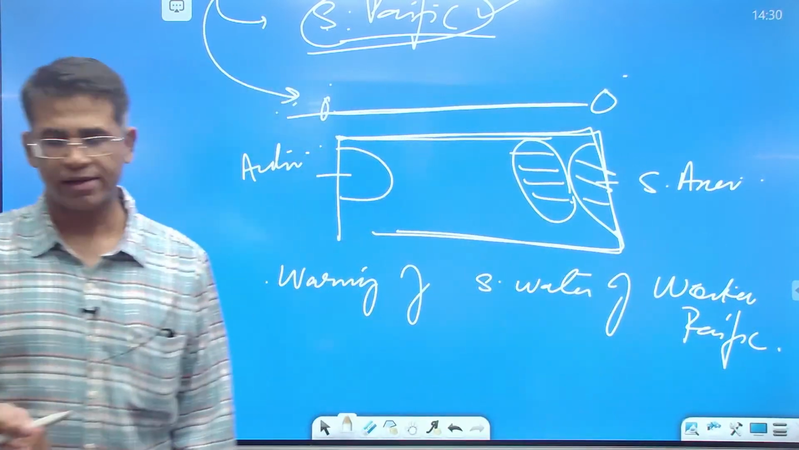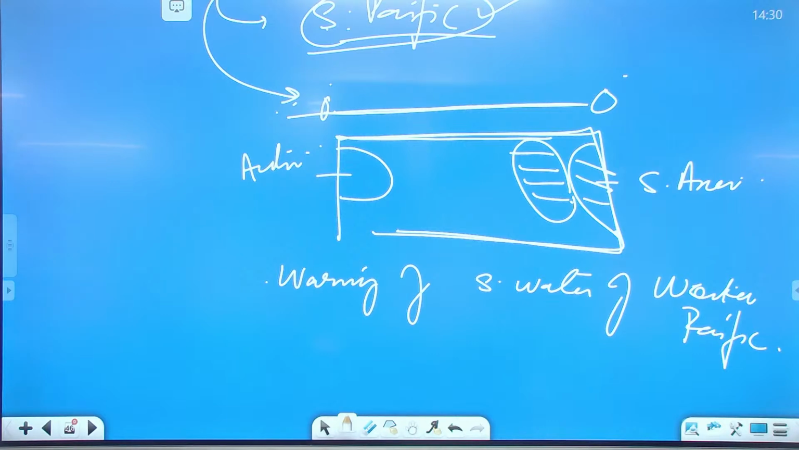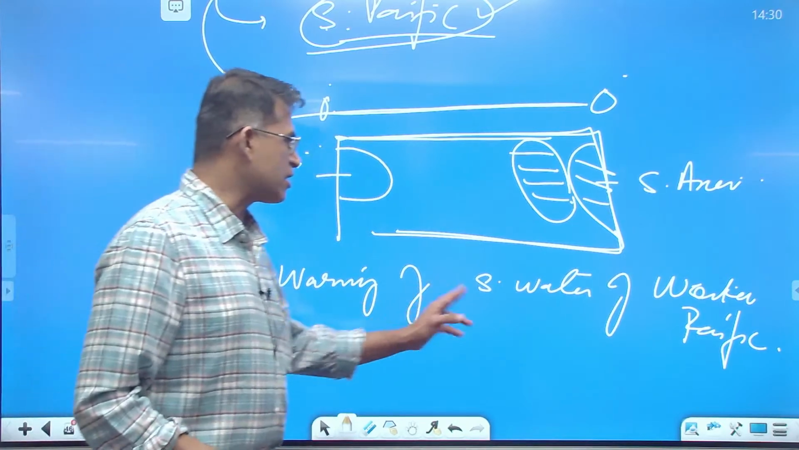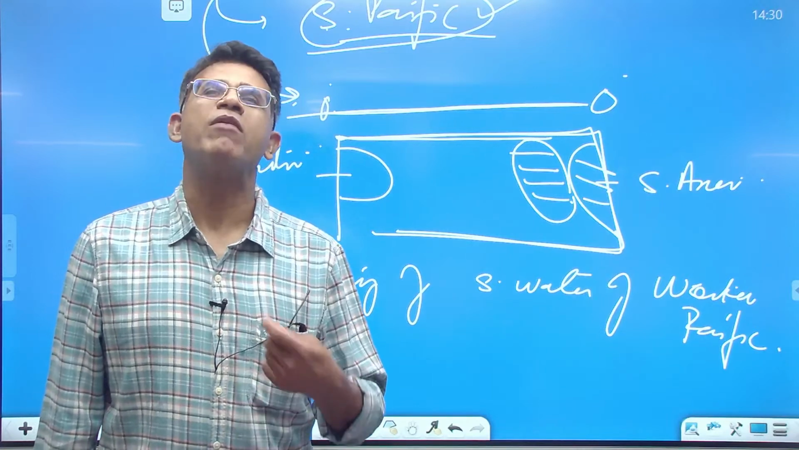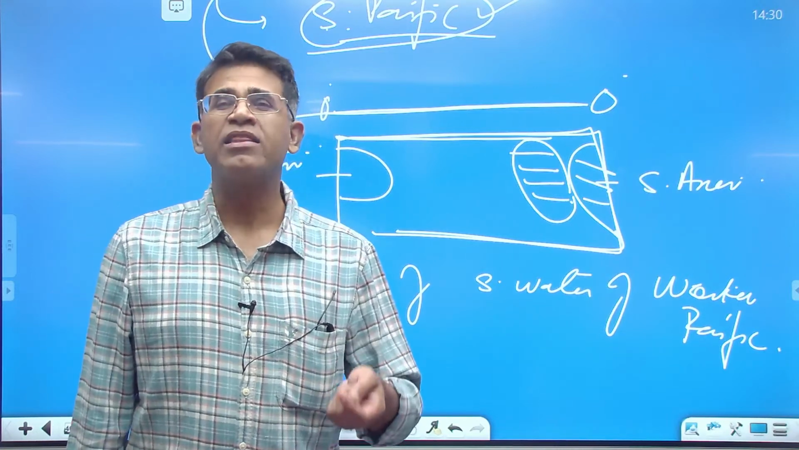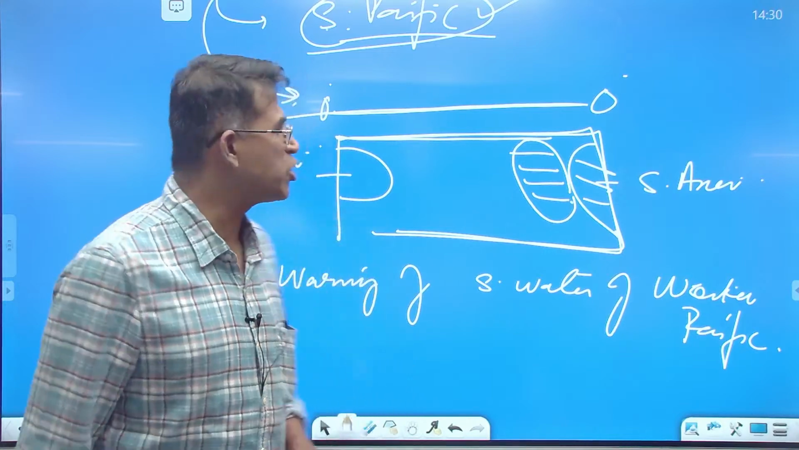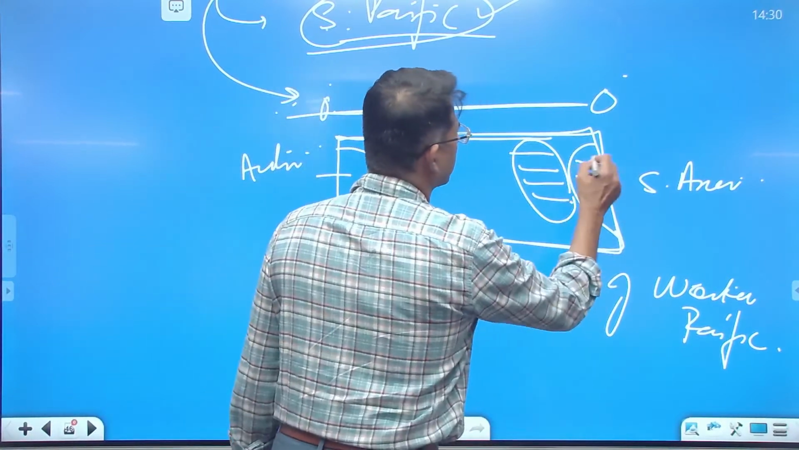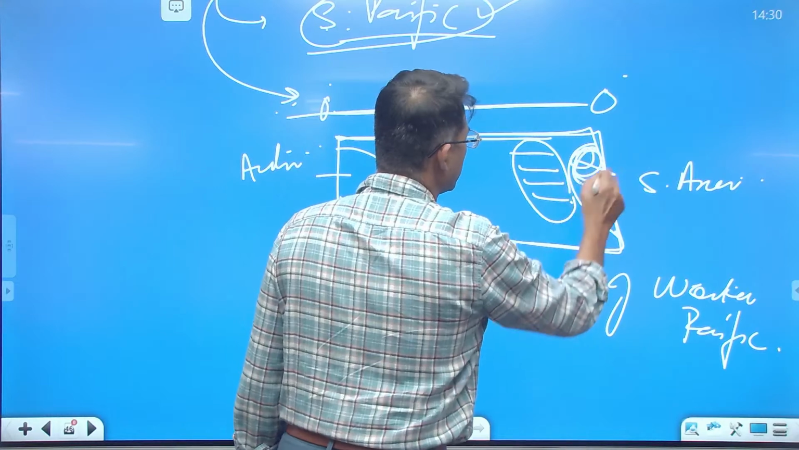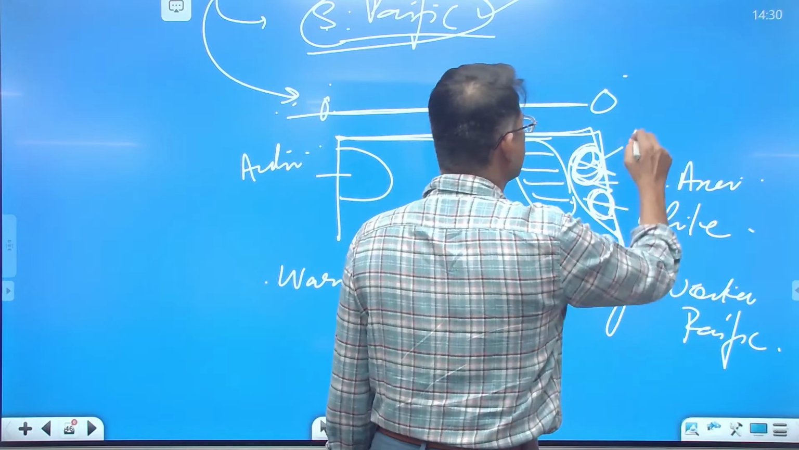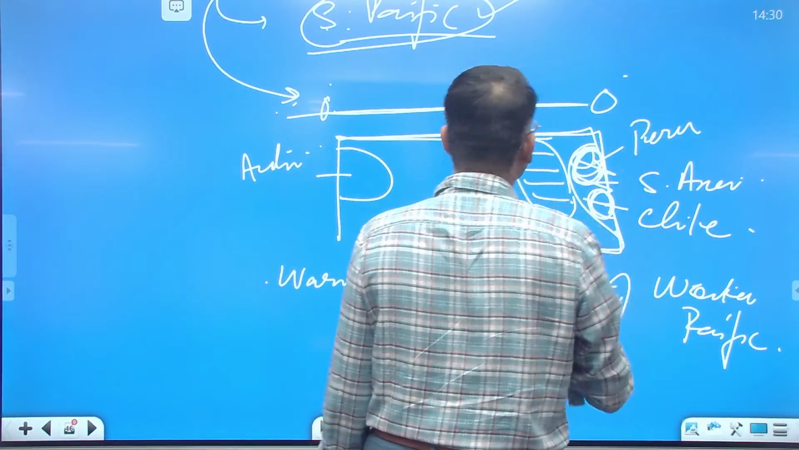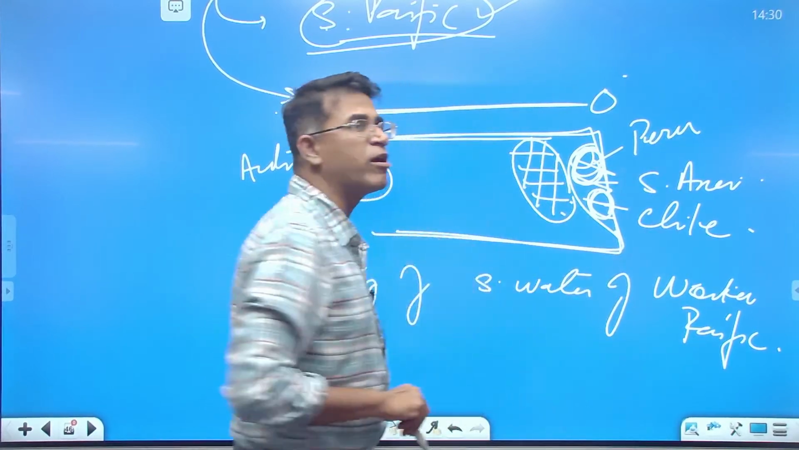There is warming of the waters along the coast of Peru. Warming of the southern waters of the Western Pacific. Peru and Chile, here there are two countries. There is a country called Peru here, and in the south a country called Chile. So on its coast there is some warming of the waters.